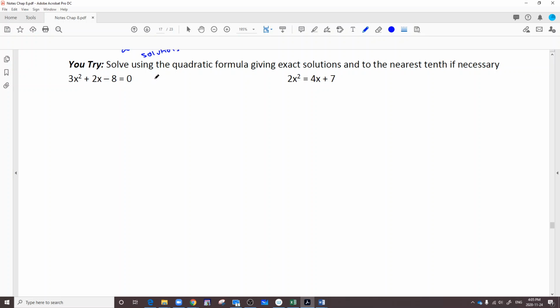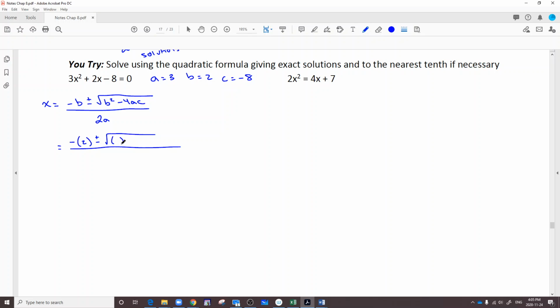So this is in standard form. We've got A is 3, we've got B is 2, and we've got C is negative 8. I highly, highly, highly recommend writing out your literal formula first. Get used to it. X equals negative B plus or minus the square root of B squared minus 4 times A times C, all divided by 2 times A. And then we're just going to plug in. So in for the B, negative, we're going to put in a 2. In for this B, we're going to put in our 2. In for the A, we're going to put a 3. In for the C, we're going to put a negative 8. And then in for this A, we're going to put a 3.